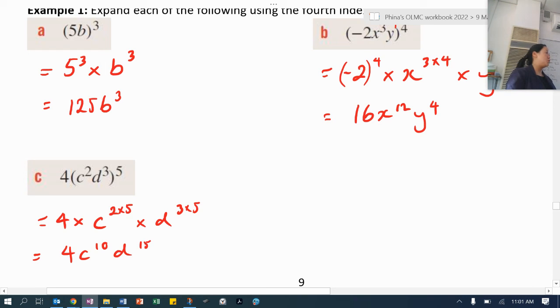So yeah, be careful with your numbers. Check they're inside the bracket if you're going to apply the law to them. But in this, for C, it's not, so you don't do it.